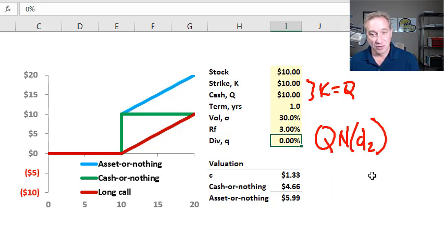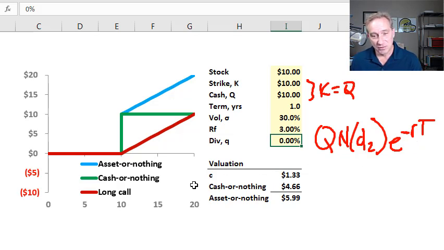So then hopefully you can see multiplying Q by this actually gives us the expected future payoff of this option. It's such that we only need to discount it to the present value, and we end up here with the value of the cash or nothing. Very elegant. Probability of the call option being exercised multiplied by the payoff, discounted to the present.